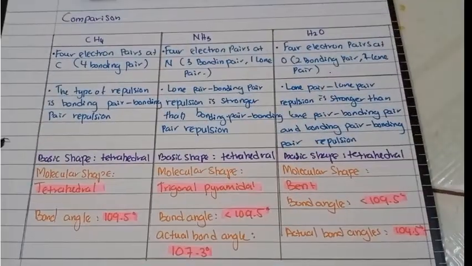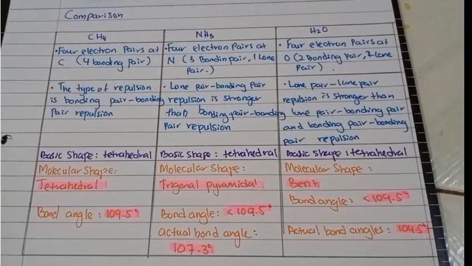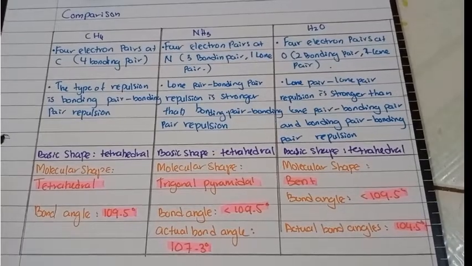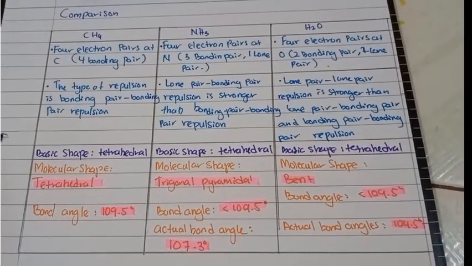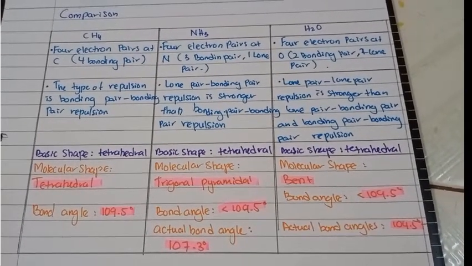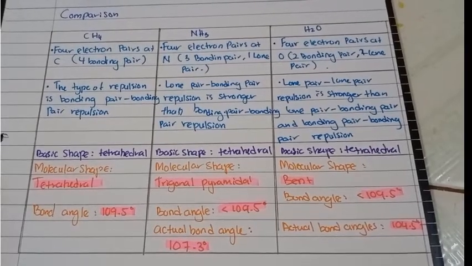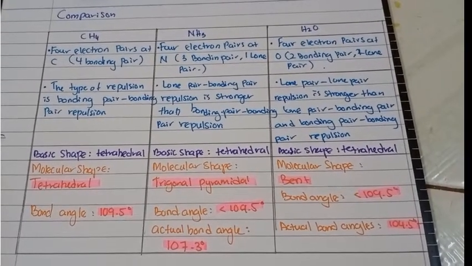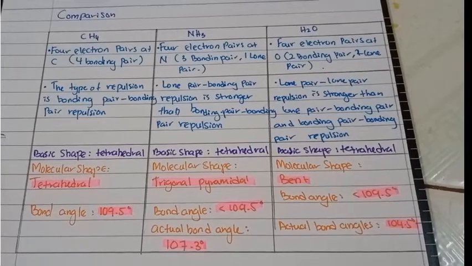For the conclusion, we need to compare all of the elements CH4, NH3 and H2O. Okay, for CH4, there are 4 electron pairs at carbon, and all of them are 4 bonding pairs.